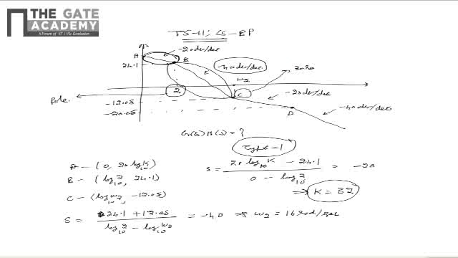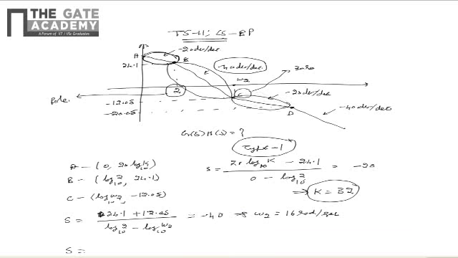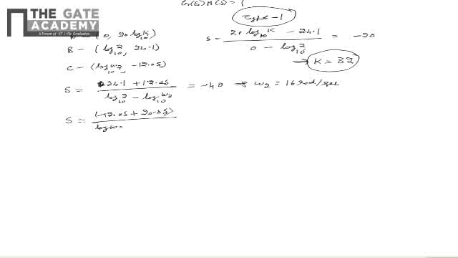Similarly, upon marking this point as D and upon finding the slope between C and D, we can say that (minus 12.05 plus 20.05) divided by (log omega 2 to the base 10 minus log omega 3 to the base 10) is equal to minus 20. And we already got that omega 2 is 16 radians per second. So upon simplifying, we see that omega 3 is 40 radians per second.